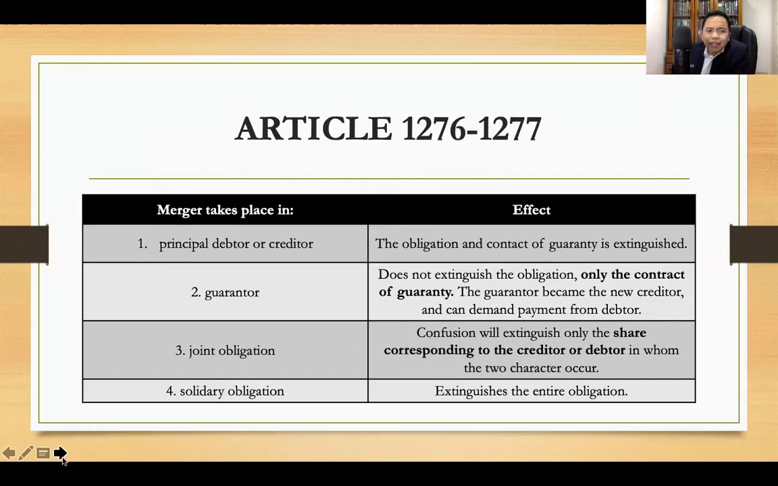Now, take note, class, that merger takes place in principal debtor or creditor. If the obligation and the contract of guarantee, for example, what has been merged in one person is the creditor and the contract of guarantee, then it will extinguish the obligation. This is an exception actually under the law. Kasi as a general rule, there can only be merger or confusion if confusion happened between the principal debtor and the creditor. Now, question, yung contract of guarantee kasi, this is not principal contract.